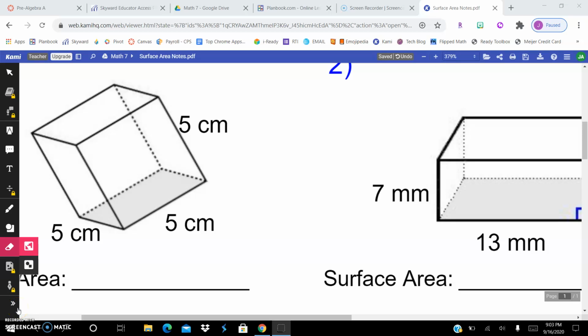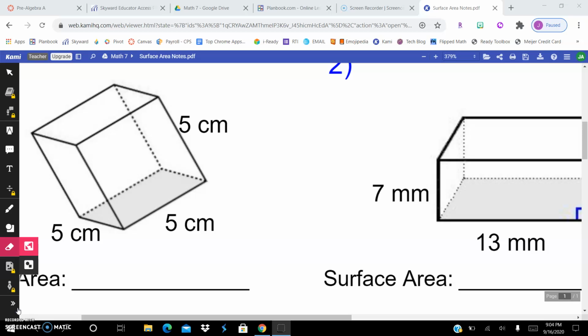We are going to talk about surface area today. And surface area is the area of all the sides of the figure. So if you want to think about it as wrapping a present, you are trying to figure out how much wrapping paper you would use without overlapping anything.